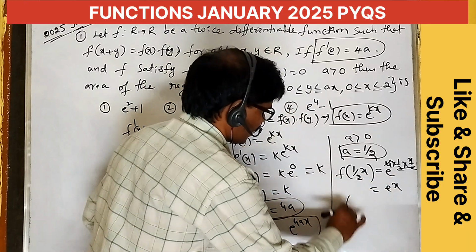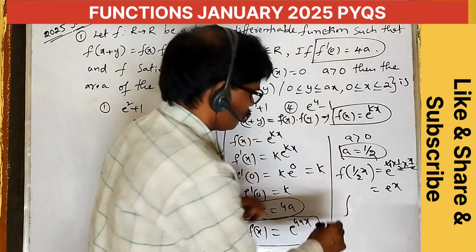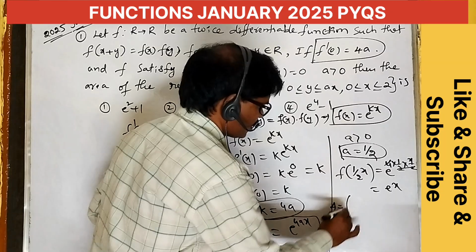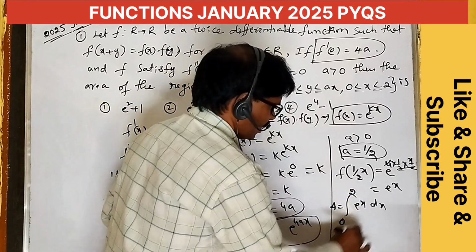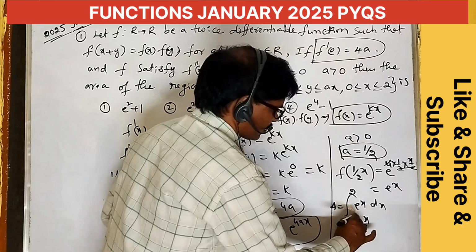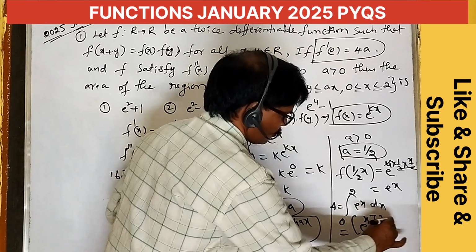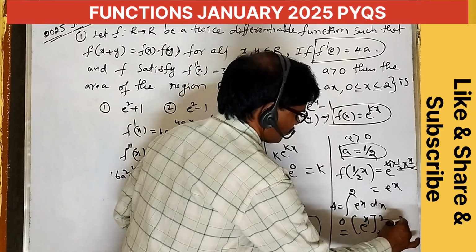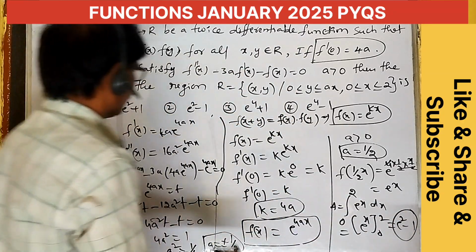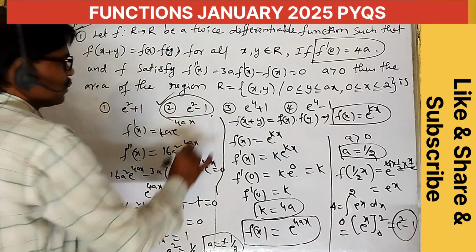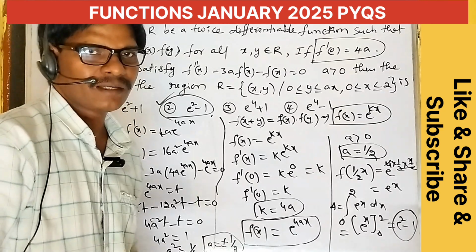What is the area? Asking the question, the limits are 0 to 2. The area A is equal to the integral from 0 to 2 of e power x dx, and the integration of e power x is e power x, from 0 to 2. Applying the limits gives e square minus 1. e square minus 1 is our answer. This is option 2, which is correct.